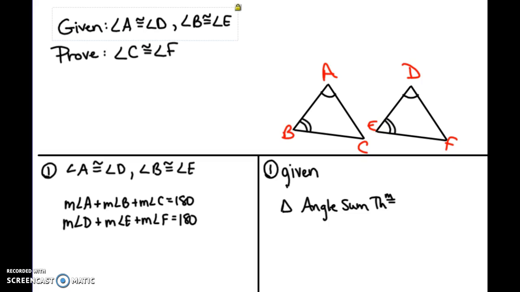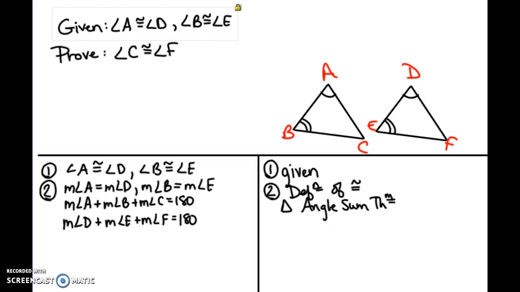Now notice that I have angles being added here, and I can't use my given information until I change them to equations. So I'm going to do a second step here that turns my given information into equality so I can use it. And why do I know that if the angles are congruent, then they are equal? Definition of congruence. That would force this one to be my third step on both sides.